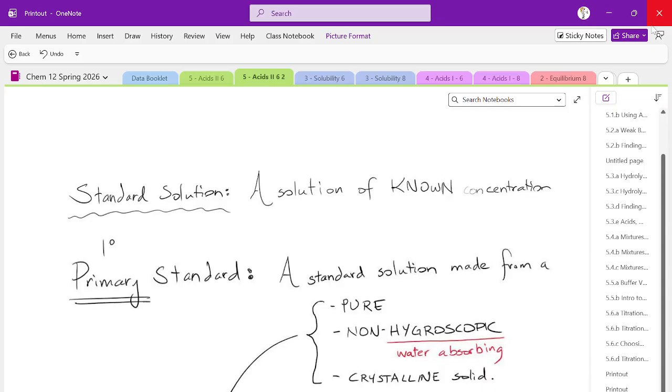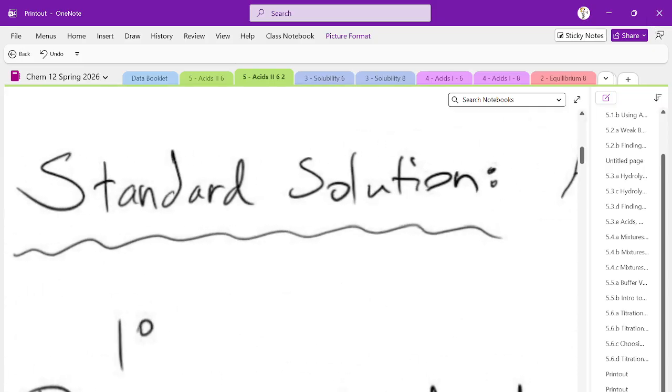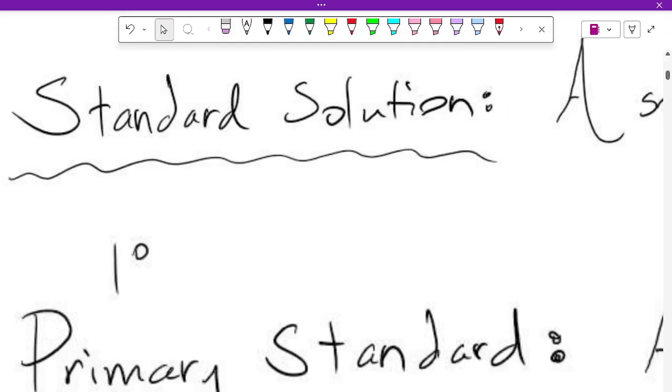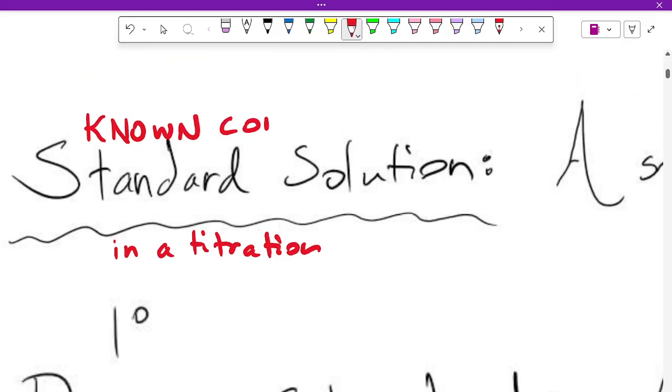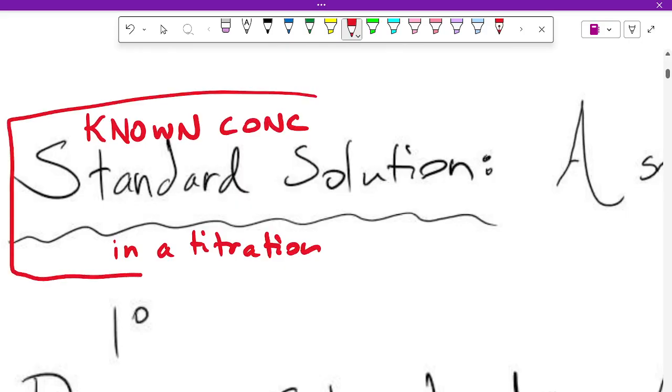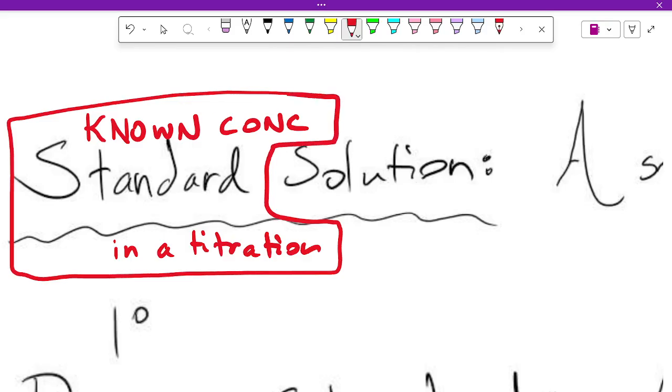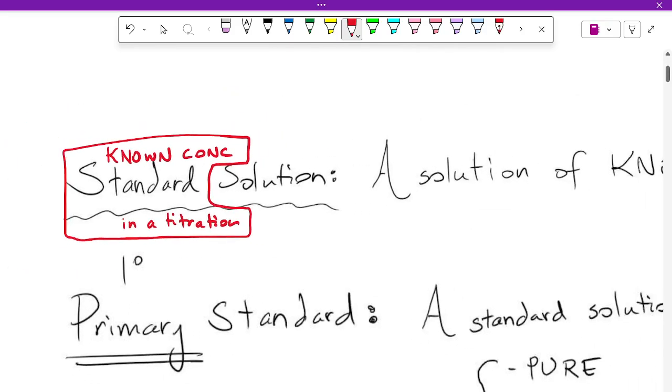What is a standard? You guys should know this at this point. What is a standard? That is our known. What is known about the standard? Concentration. Okay, so it's just defined there as a solution of known concentration.